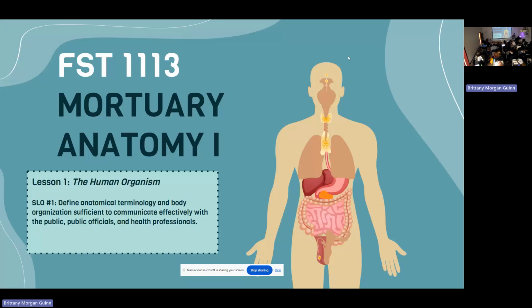All right. So, welcome to Mortuary Anatomy. Our first lesson is the human organism. We're going to talk about terminology and just an introduction to all of the scientific terms to familiarize ourselves with. So our student learning objective for this lesson is to define anatomical terminology and body organization sufficient to communicate effectively with the public, officials, and health professionals. So we have our allied health people that we communicate with, like hospice nurses, hospital staff.